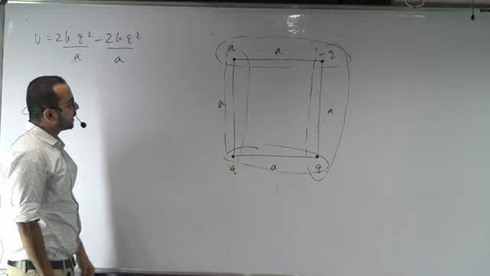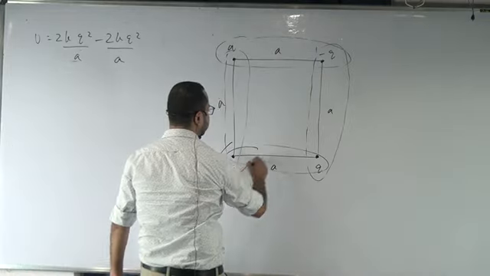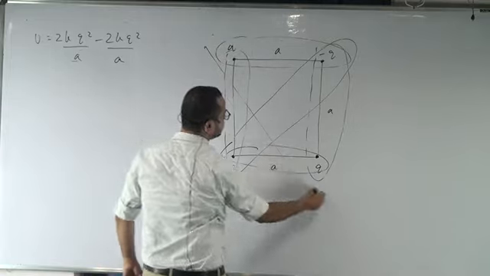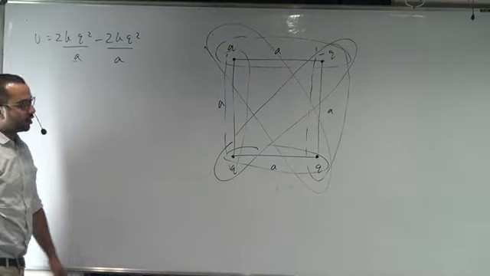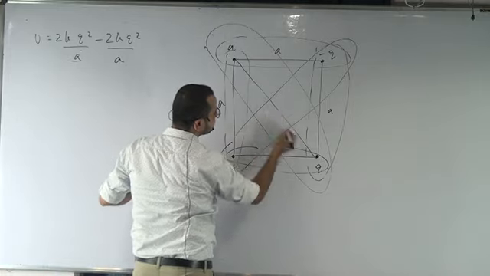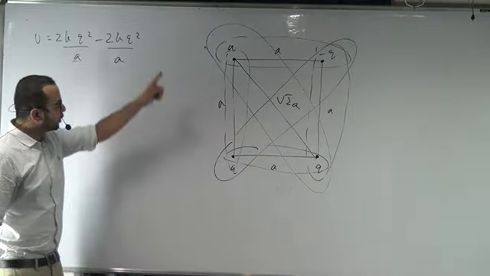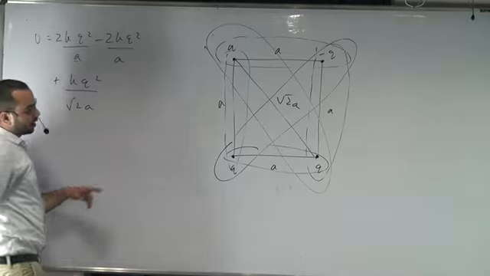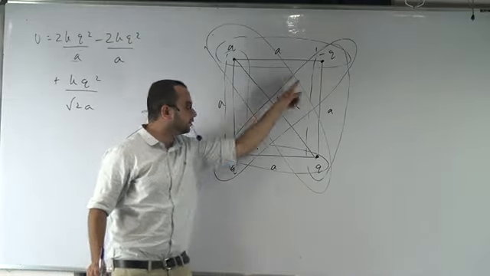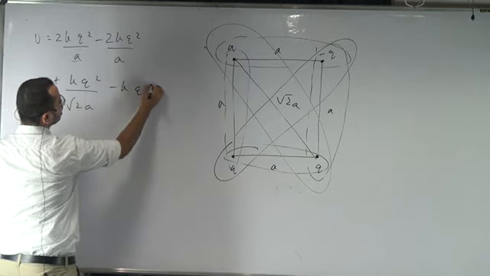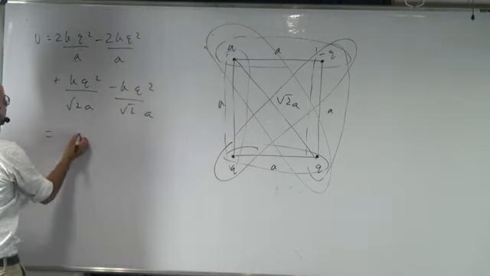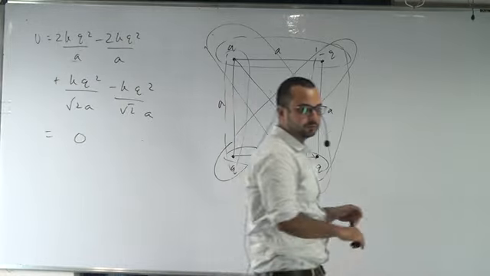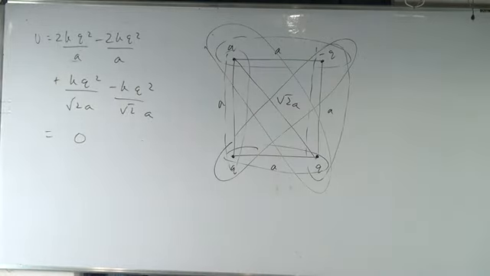Okay. Then what do we have? We have this combination and then we have this combination. Because of this combination, what is this distance? This distance is root 2 A. So the potential energy would be KQ square upon root 2A. And because of this other combination, this will be minus KQ square upon root 2A. So ultimately the potential energy of the system is 0. Clear?